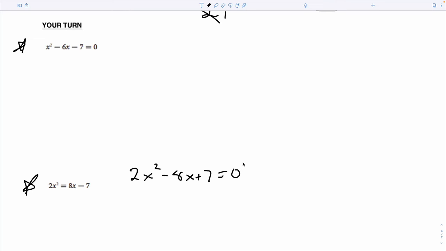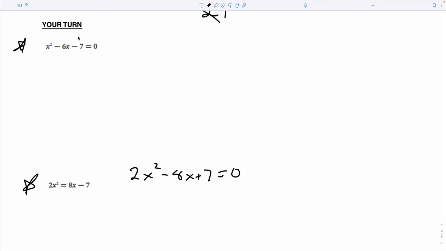14 and negative 8. I can't do that because the A is a 2. So it would have to factor in the 14 and negative 8. All right, let's do a quick check. Then I'll give you 2 minutes to finish number 2.